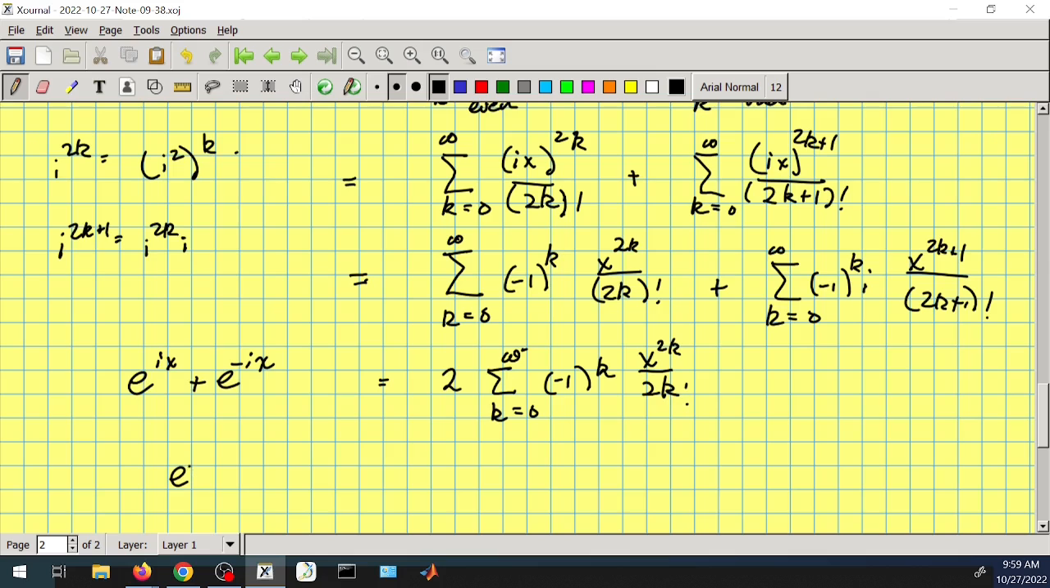If I subtract them, then the first 2 series subtract out. And when I put minus ix in this one, that minus 1 in the i will be out front. And so I'll get 2i times the sum, k equals 0 to infinity, x to the 2k plus 1 over 2k plus 1 factorial. Remember, I can only distribute the i and the minus 1 because it converges absolutely. This is what Euler did.